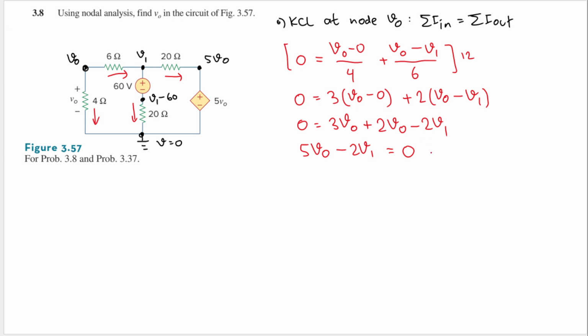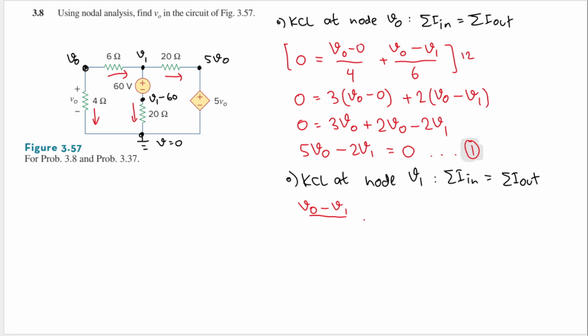Let's have this as equation number 1. We have two variables, so we need one more equation. Equation 1 here is not enough. Let's do another KCL at node V1 to get the second equation. KCL at node V1 says that the sum of the current that goes in will equal the sum of the current that goes out. The only current that goes in is this one, so I will have (V0 minus V1) divided by the resistance between them, which is 6.